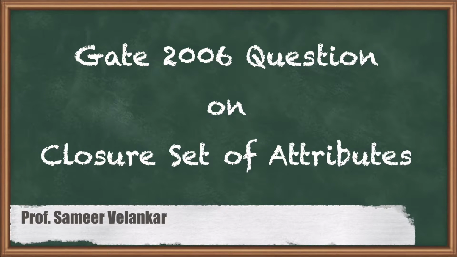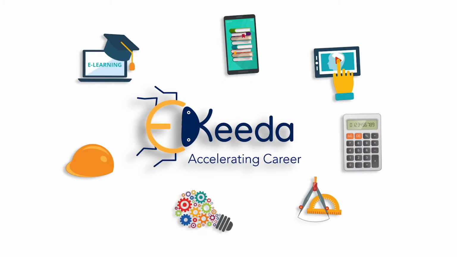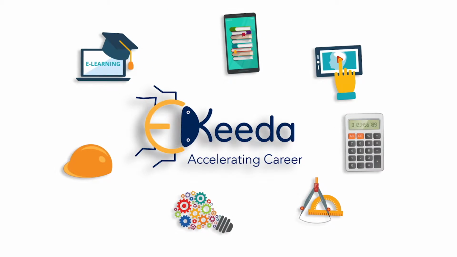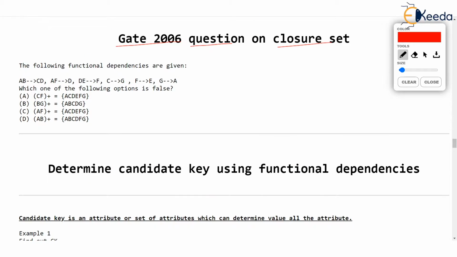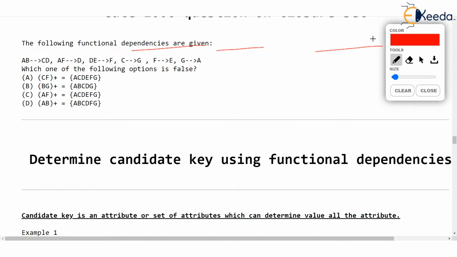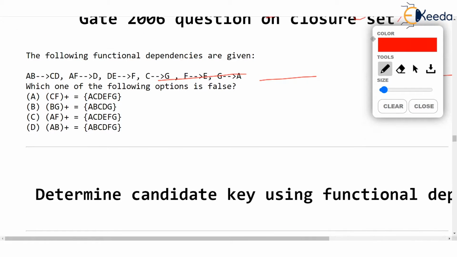I welcome all of you to this video in which we will be seeing the GATE 2006 question asked on the closure set of attributes. Now, in this question, we are given some FDs and we have to find out the closure of the given attributes. Let's see.